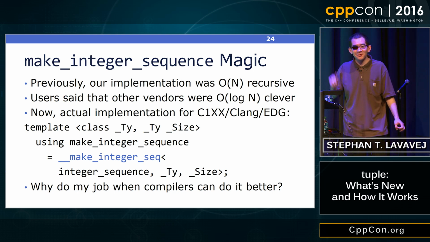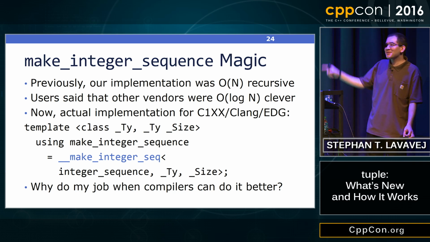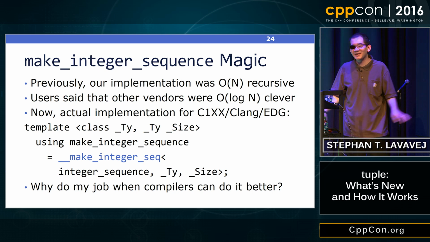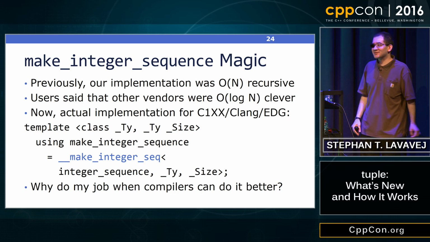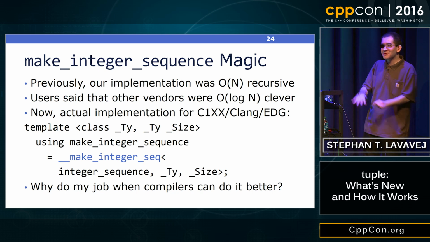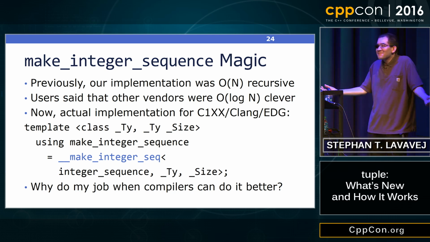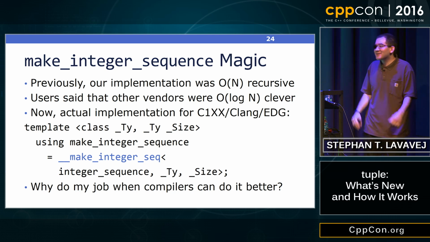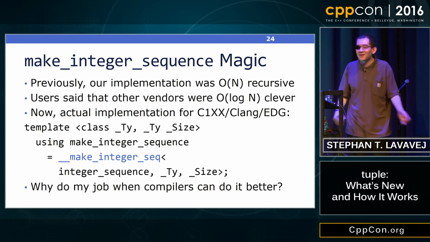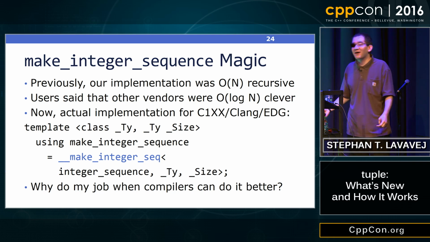Then they said, oh, but other implementers are clever. They have a logarithmic implementation that does something fancy and only makes log N specializations. And I heard, oh man, other implementers are doing better than I am. I got to do something about this bug. But then I said, I'm actually kind of lazy, and I don't want to have to figure out how to make a logarithmic implementation. I know what I can do.